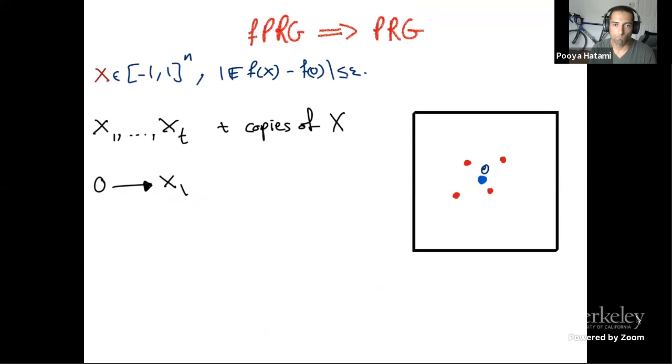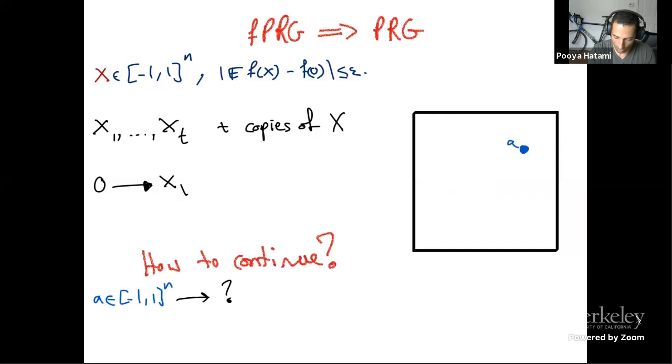So let's go back to this idea of the random walk. We agreed that we will start at the center of the cube. Now I'm making it two-dimensional because it's easier to visualize. For the first step of the random walk, we agreed that it's good to just use x as the first step. So how do we continue? To see how to continue, we need to argue that if my starting point was some arbitrary point A, how do I continue this walk with a new sample from x? It turns out that at least one way that works is to look at the largest subcube that is centered at A.